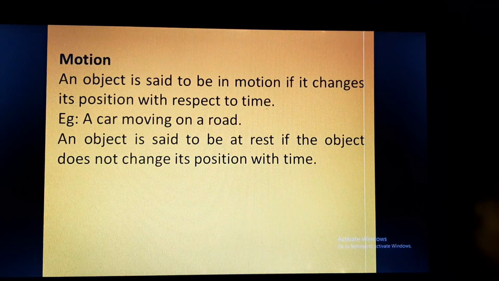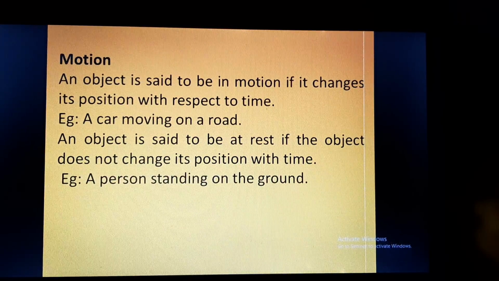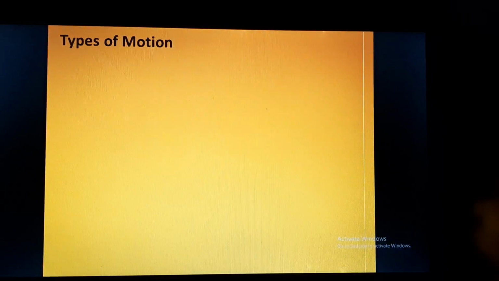An object is said to be at rest if it does not change its position with time. That means it is not changing its position whenever time is passing by. A person standing on the ground is an example of a body at rest.